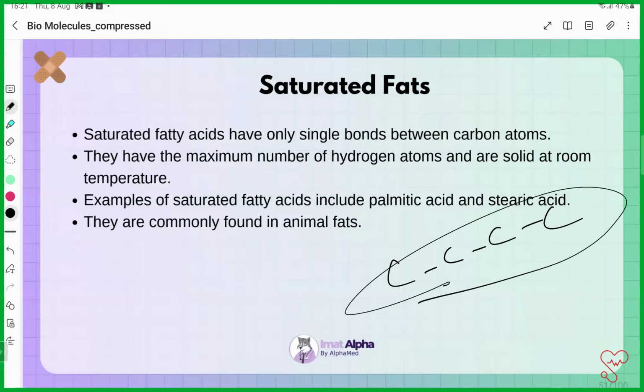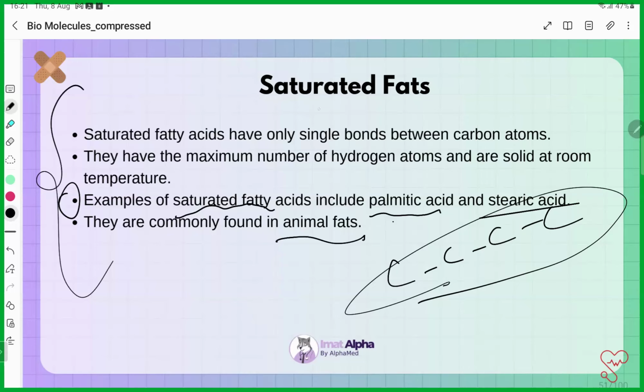You should memorize this note. Saturated fatty acids include palmitic acid and stearic acid, PCS. They are commonly found in animal fats. So this is for memorization.